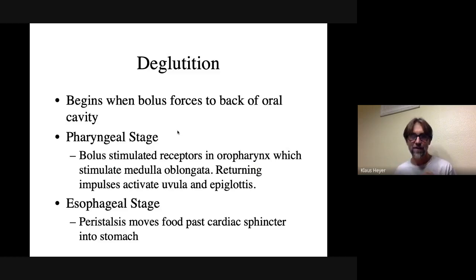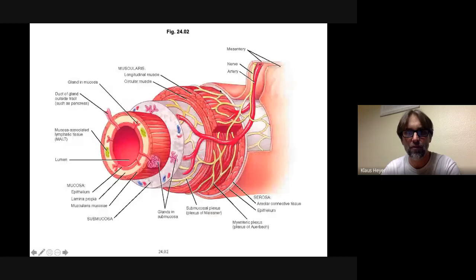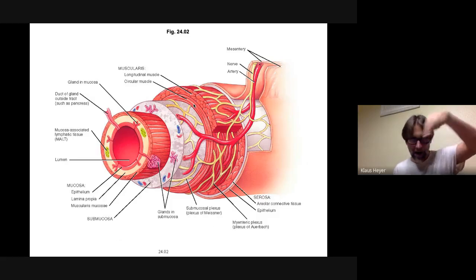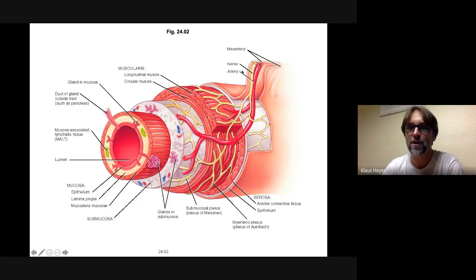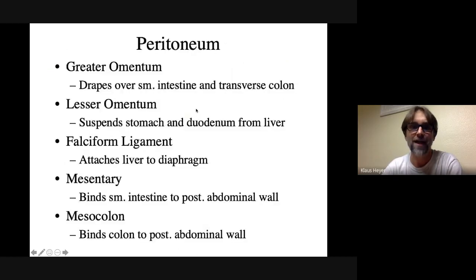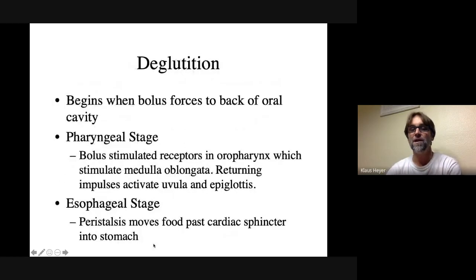So once it's in the esophagus, then the other thing you're going to have is the esophageal stage, and then you have peristalsis. And peristalsis is just alternating contractions of the muscularis. So if we go back here and look at the muscularis, you find a circular layer. So in the case of the esophagus, it's circling around the esophagus, and then you have a longitudinal layer going up and down the esophagus. So there's two layers of smooth muscle, and they alternate in their contractions. So that's the peristalsis, right? And so you're going to move the food down the esophagus.